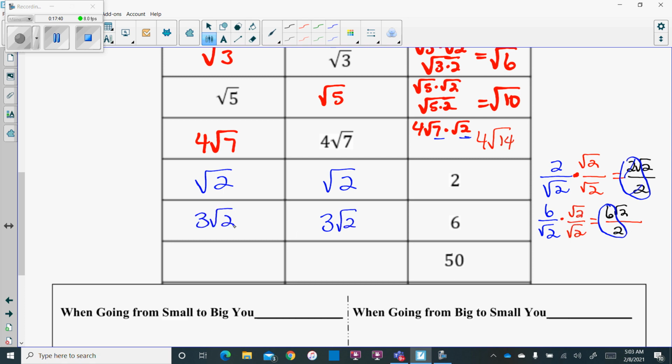Okay, maybe you see it. But if not, you're just going to work it out and rationalize it. So once you try the last one, I'm going to pause and give you a second. Hope you got 25 root 2.